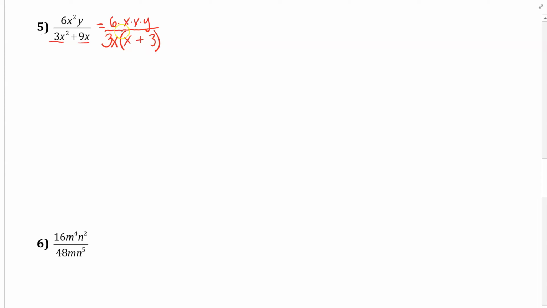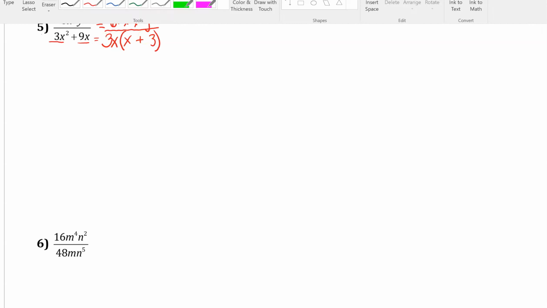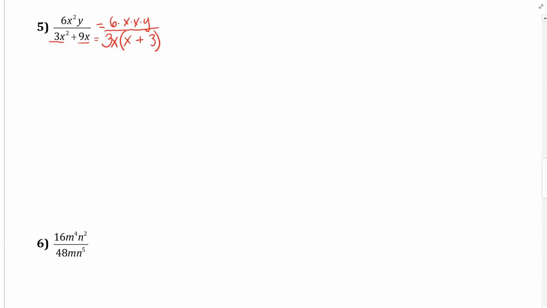And to check that, you could just distribute 3x, right? And you get 3x squared plus 9x. So this equals that. Okay, so what we notice is there are 2 common factors I can reduce. I have an x over x, right? X divided by x equals 1. And then I have 6 divided by 3, which equals 2. So I can cancel 6 and 3, and it leaves me with 2 over 1. And I can cancel x, and it just leaves me with 1.